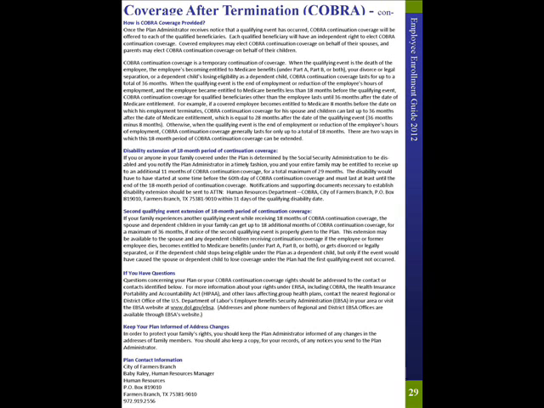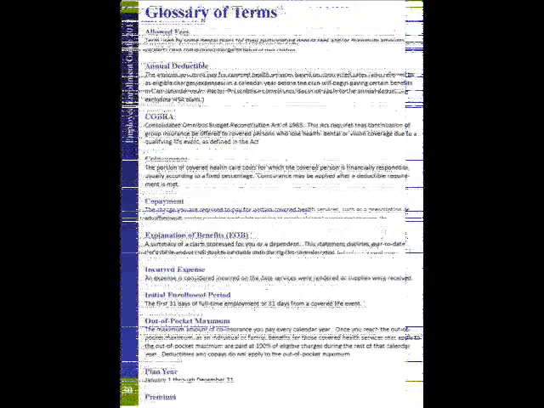Second qualifying event extension of 18-month period of continuation coverage. If your family experiences another qualifying event while receiving 18 months of COBRA continuation coverage, the spouse and dependent children in your family may get up to 18 additional months of COBRA continuation coverage for a maximum of 36 months. This qualifies only if notice of the second qualifying event is properly given to the plan.